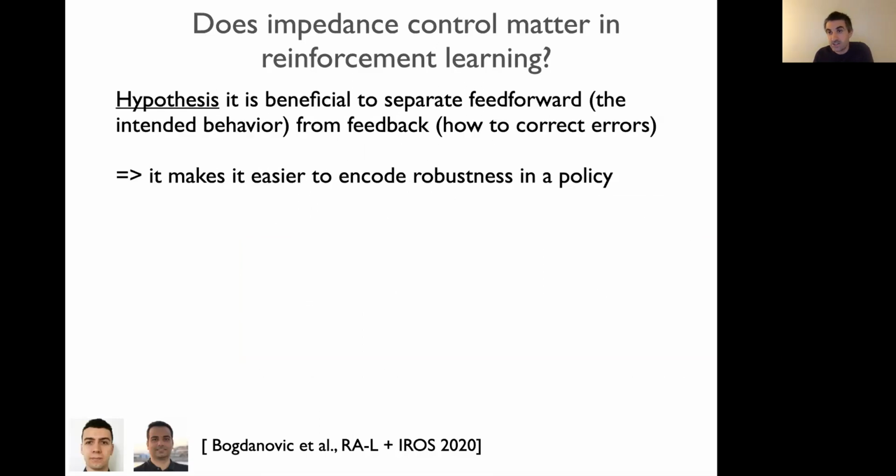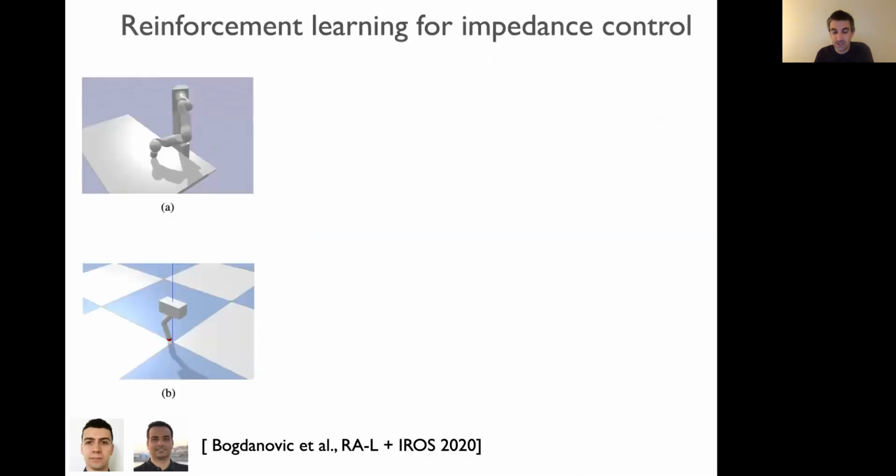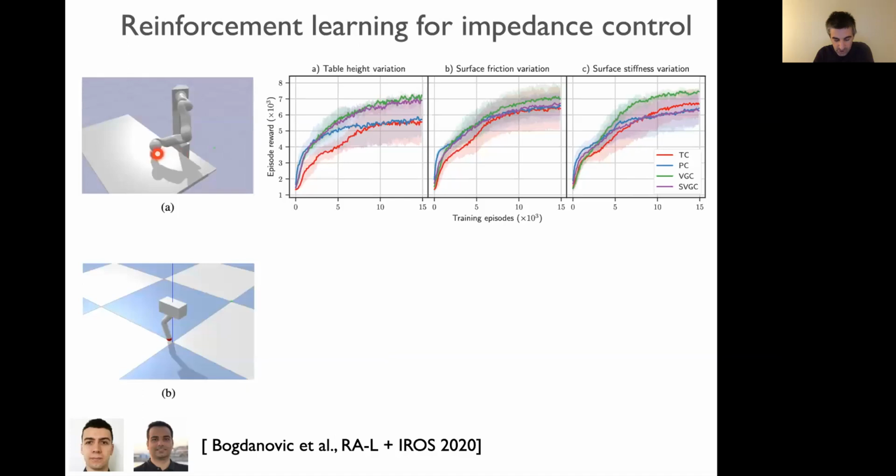And the hypothesis is that it is actually beneficial to separate these two paths, the feed forward and the feedback. So basically, how do we plan our behavior and how do we correct for errors? And it makes things easier. So what we did is that we learned a neural network that specifically encodes a desired position and desired stiffness and damping gains that can vary over time depending on the state, right? And then we combine these two things to generate a control law, the usual way. And we tested that in two tasks. One is the manipulator and is to apply a force on the ground.